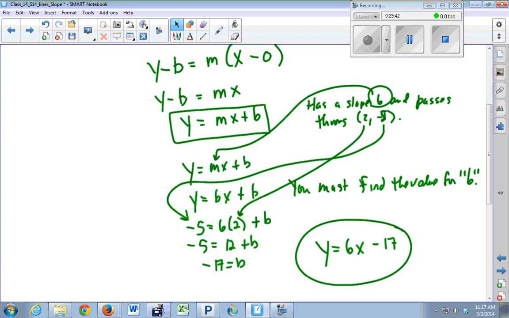So as you can see, it really doesn't matter. You can use both forms. You should have the flexibility of using both forms. So if your homework says use point slope, use point slope. Get used to it. If it says use slope intercept, use slope intercept. Okay? Any questions on this?